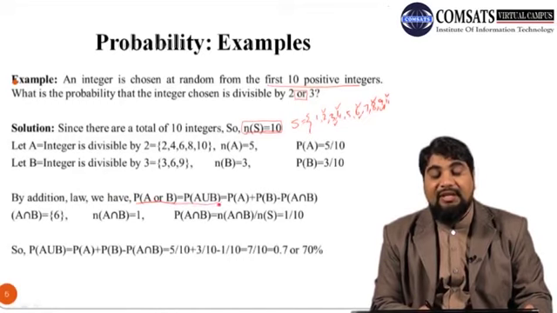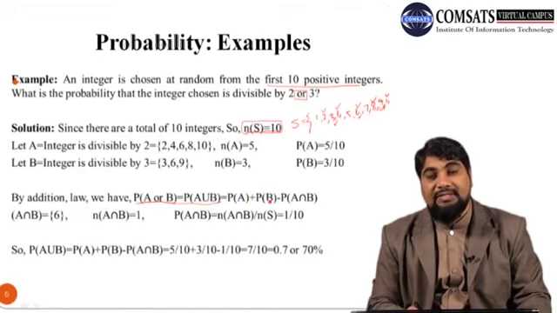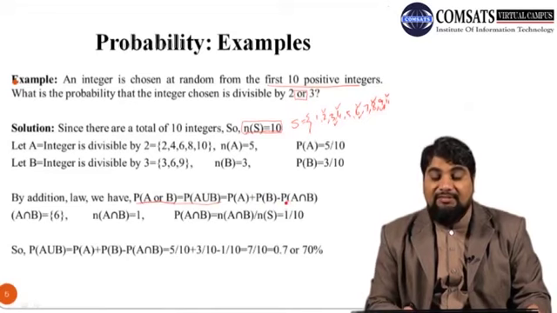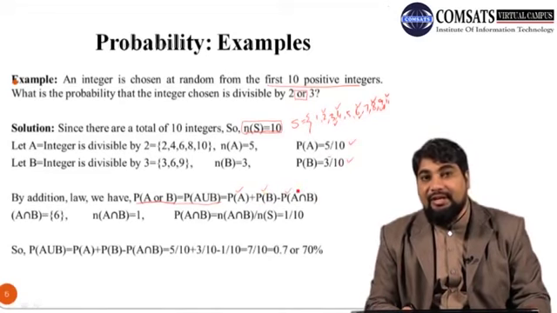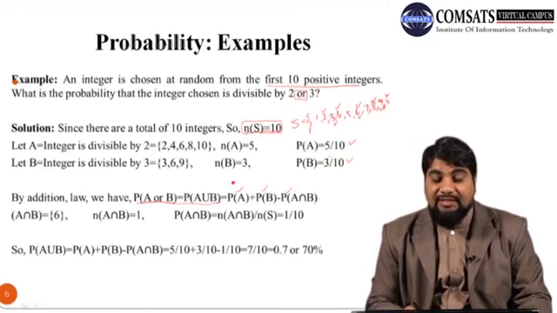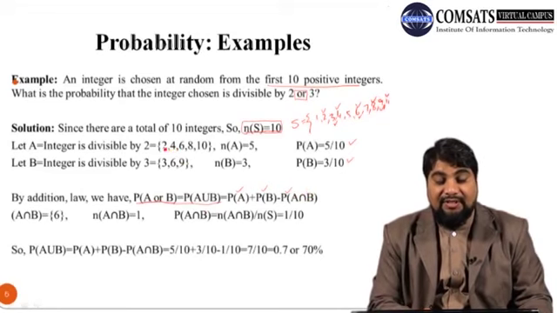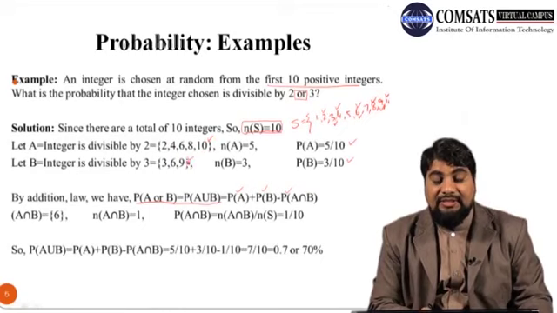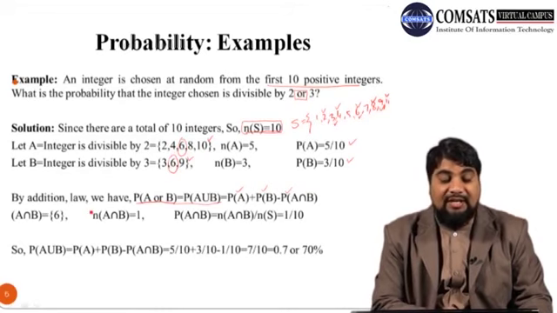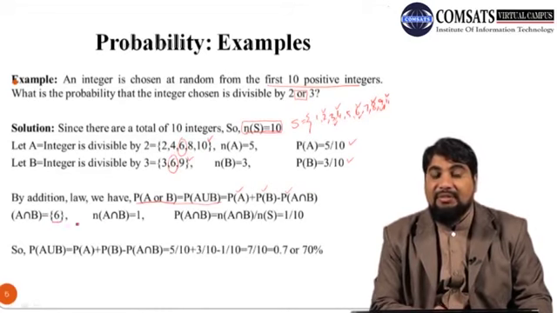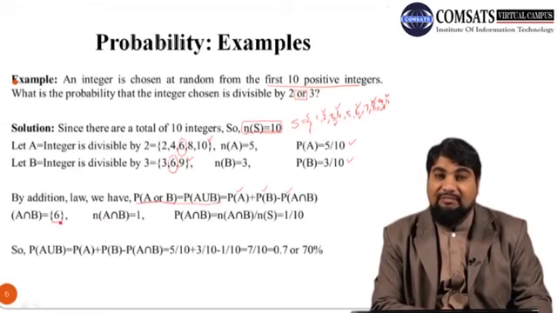And we know that A or B means A union B. So by the law of addition, the probability of A union B is the probability of A plus the probability of B minus P of A intersection B. We have P(A) and P(B) here, so we need to calculate P of A intersection B. A intersection B means those points which are common in A and B. Just compare them: you can see that 6 occurs in both the events. So A intersection B is {6}, and the number of sample points in A intersection B is only 1.